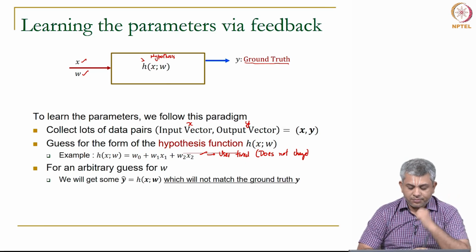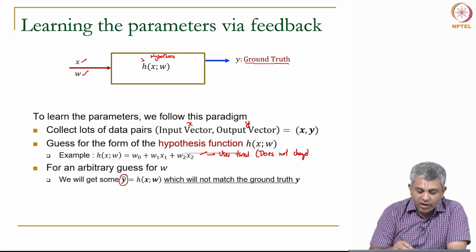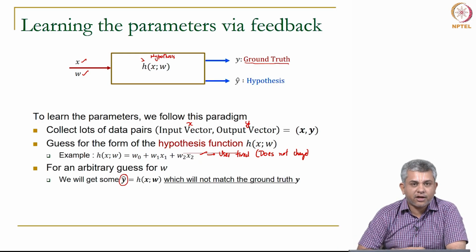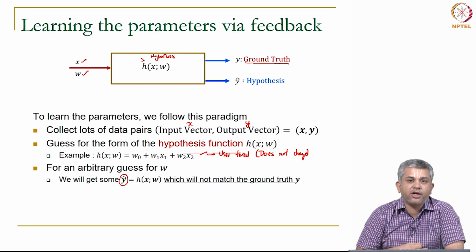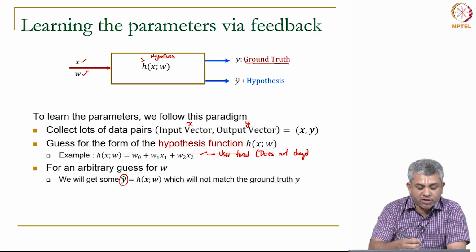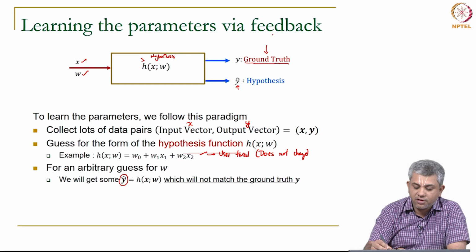Now, what will happen is you will get some h of x, w, we will call it y hat, in order to distinguish it from y. What is that? Suppose the radiologist said cancer and you said no cancer, based on your hypothesis function or based on the parameters that you have chosen, this is y hat. So, this is the experimental truth, and this is our guess.